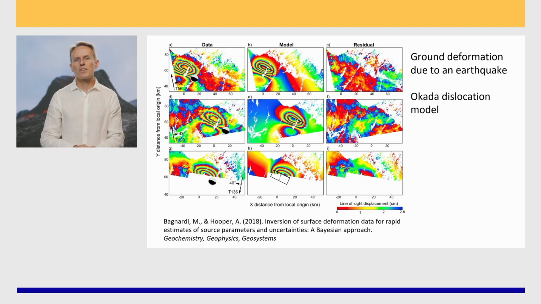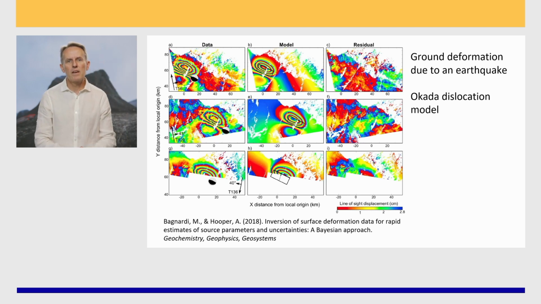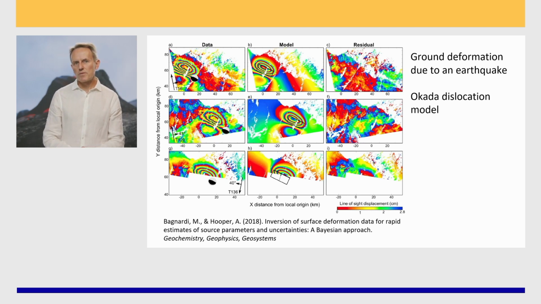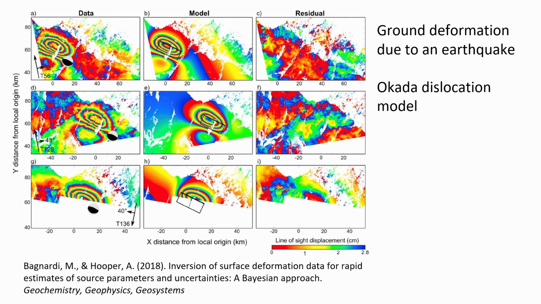This approach is, for example, described in an article by Marco Bagnardi and Andy Hooper entitled Inversion of Surface Deformation Data for Rapid Estimates of Source Parameters and Uncertainties, a Bayesian approach. Their approach is implemented in a software package that is freely available to the scientific community.